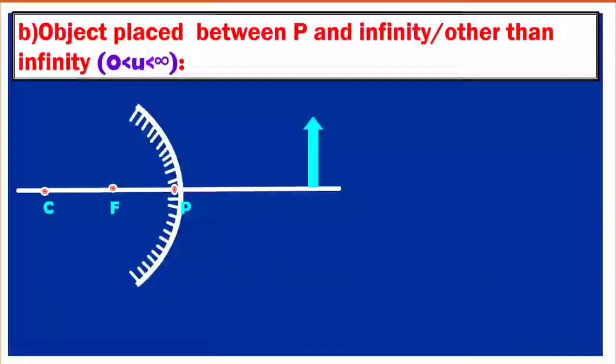Here this is the object. We can take a candle, an arrow mark, a tree or a person as an object. Here we can place the object anywhere between P and infinity. According to the first rule, any ray which travels parallel to the principal axis, after reflection, appears to generate from the focal point.